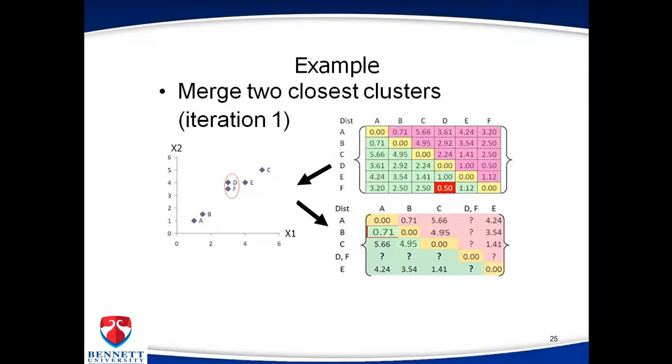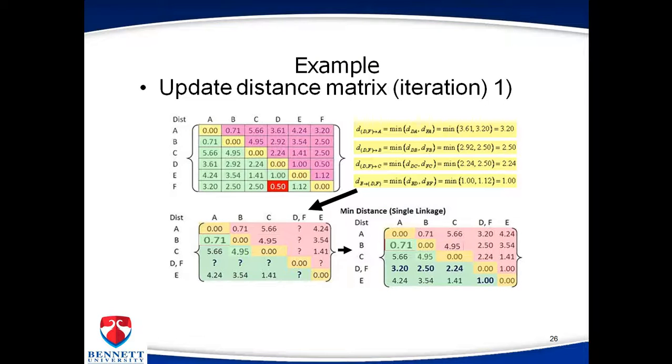So D and F are merged into a single cluster, and in the matrix we have A, B, C, E, and the merged D and F. The distance between the cluster DF and all the other clusters we don't know yet, so there is a question mark. We have to update this matrix.